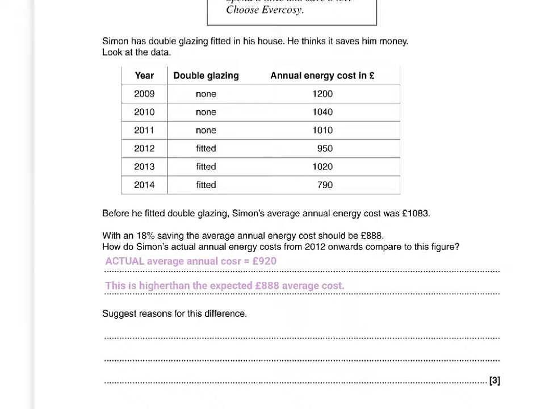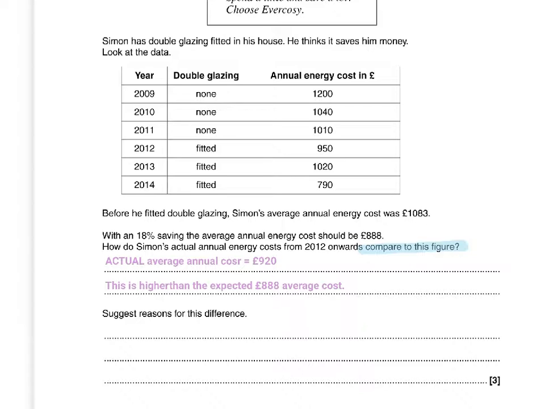Before he fitted double glazing, Simon's average annual energy cost was £1,083. With an 18% saving, the average annual energy cost should be £888. How do Simon's actual annual energy costs from 2012 onwards compare to this figure? So this is what we need to do. It's this comparison that we've got to focus on.